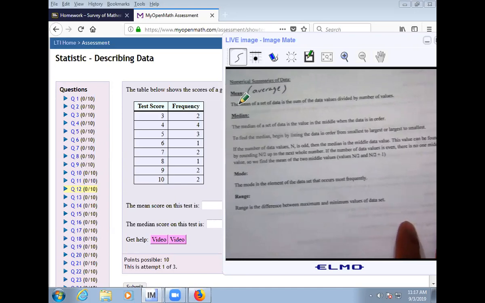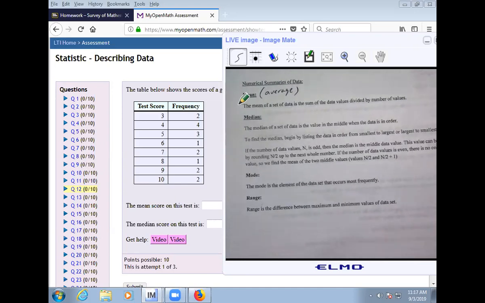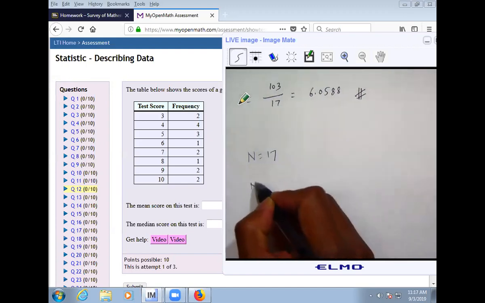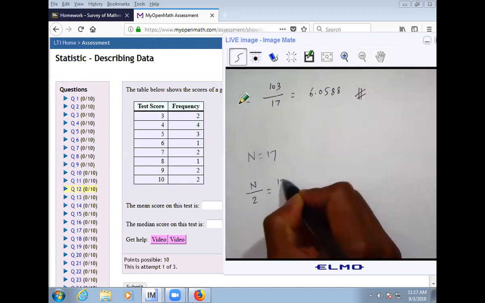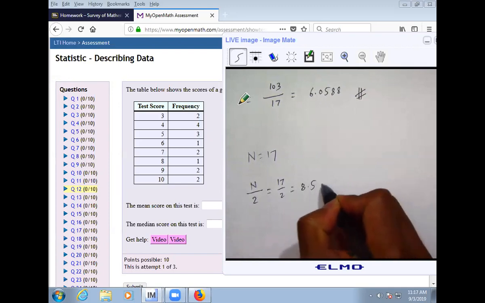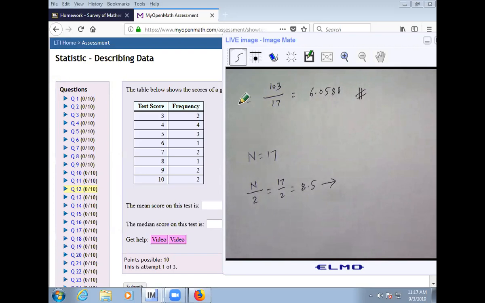This value can be found by rounding n over 2 up to the next whole number. But you can't find it by just dividing n by 2. That gives you the position, the location of the data. So in our case, the total number of data is 17, and if you divide 17 by 2, what do you get? So 8.5. If you round it to the next whole number, what do you get?